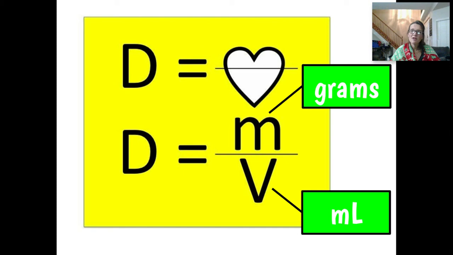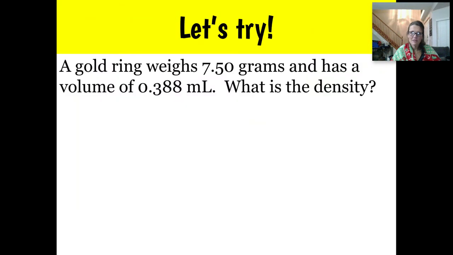Now, does it always have to be grams over milliliters? No. You just have to be careful that you're always taking mass and dividing it by volume, but you can use different units. For example, you could use kilograms. For volume, you could use cubic centimeters, which I'll talk about a little bit more in a couple of seconds. Okay? So, real basic, you just need to know that density is equal to the mass divided by the volume. What we're going to do next is go over a couple of example problems, okay?